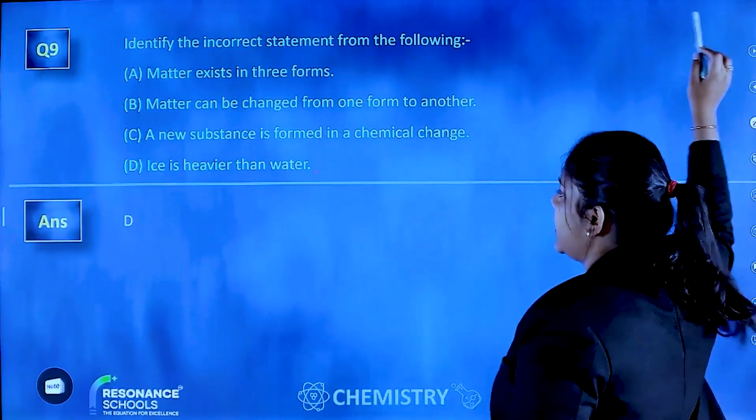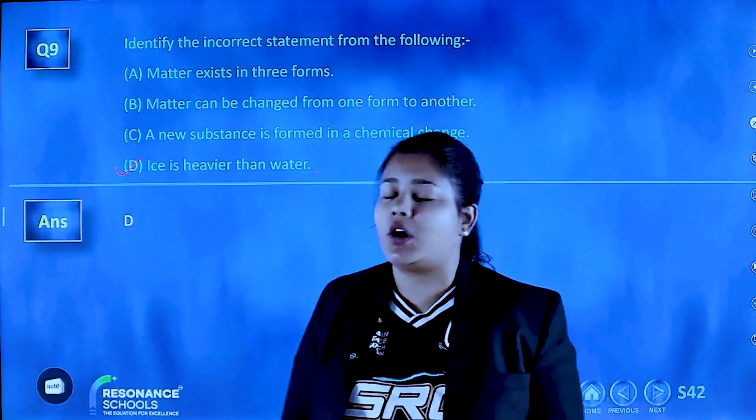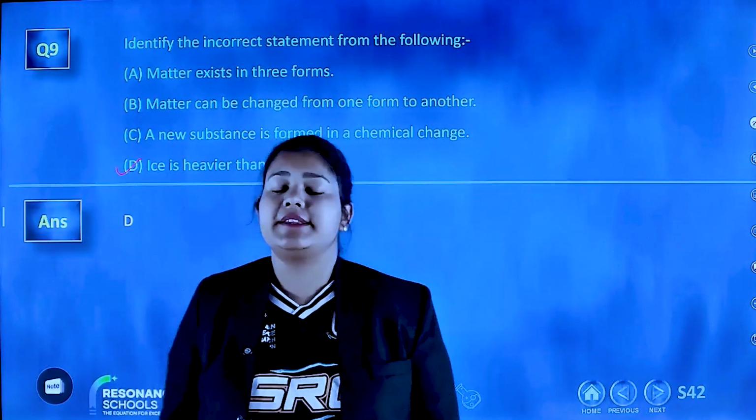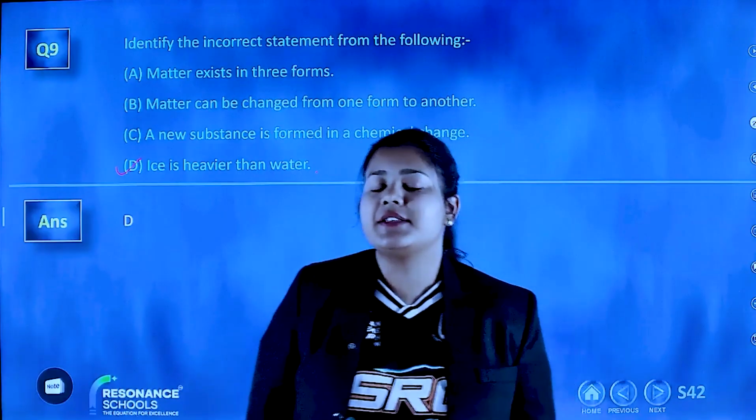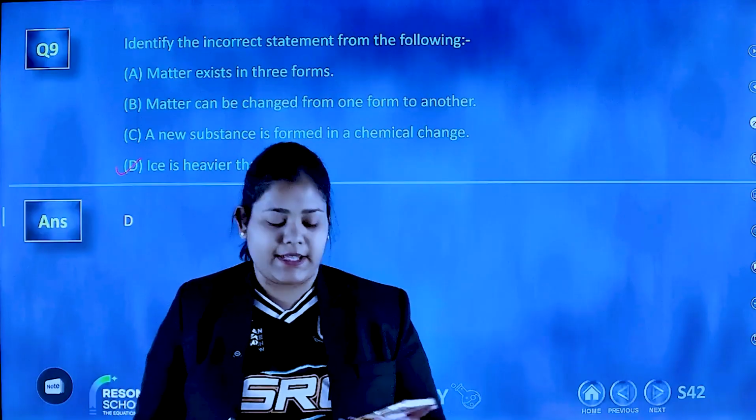So what is the correct answer? The correct answer is option D. Ice is heavier than water? No, it is not. It is less dense. The density of ice is very low, so because of its structure, ice is lighter than water.